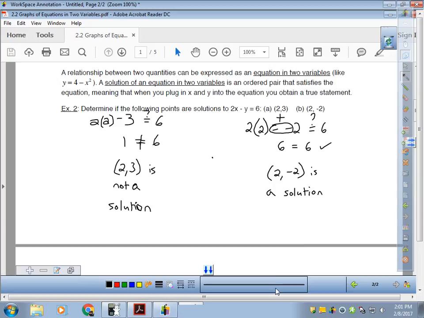Okay. So that's how we check solutions. We just plug them back in and see if they actually make the equation true or not.